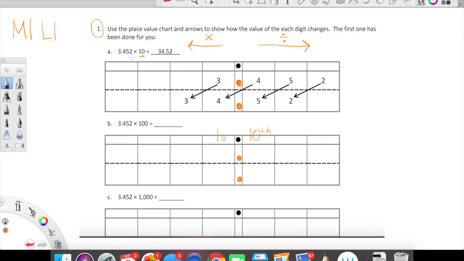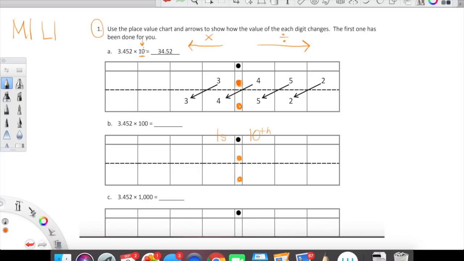So here for the first one, we're multiplying by 10. Originally, we started with 3 point or 3 and, the decimal can be replaced with the word and, 452 thousandths. We're multiplying by 10, so we're going to move this away. And 10 has how many zeros?